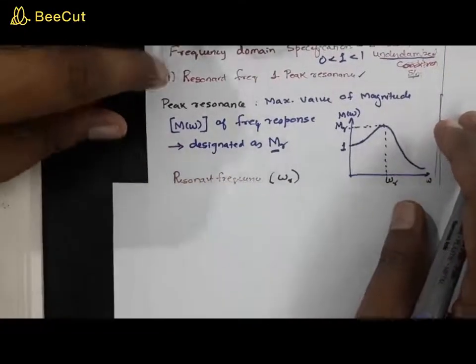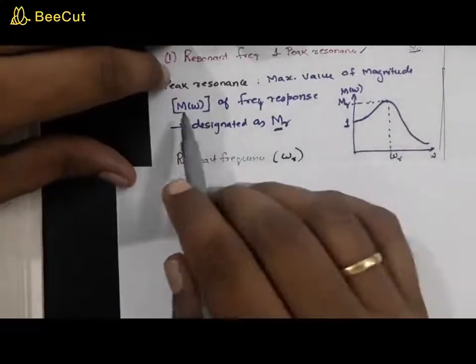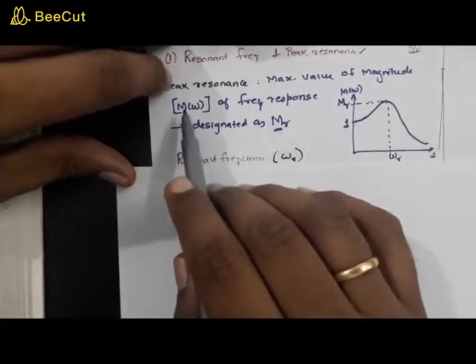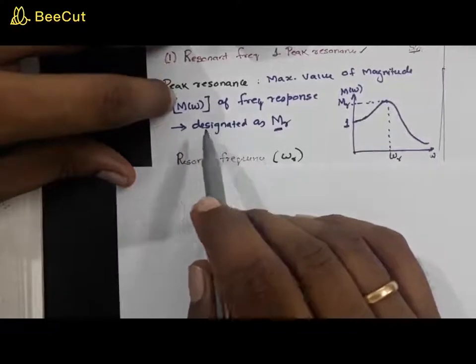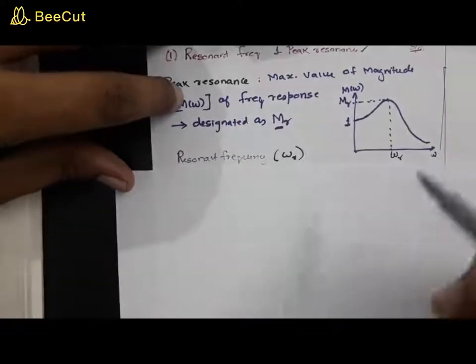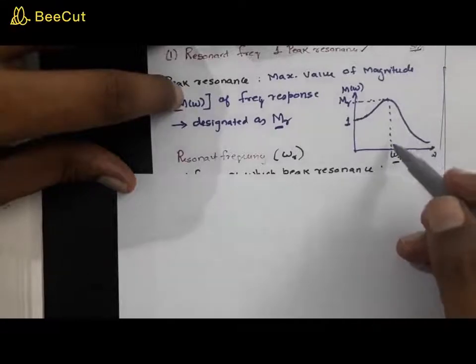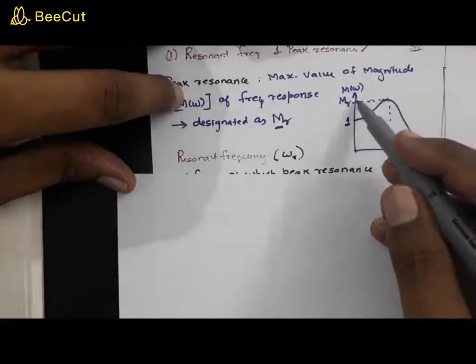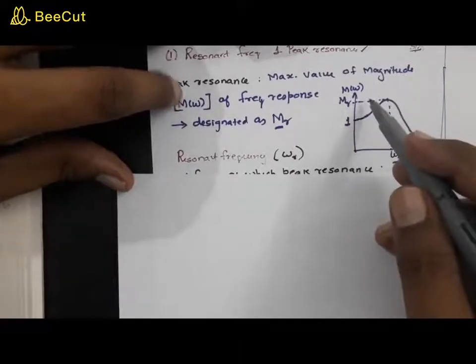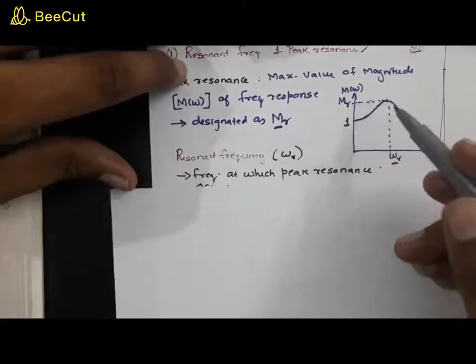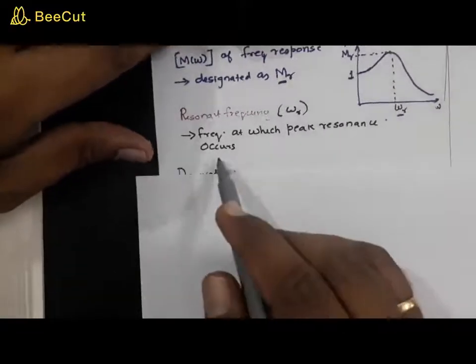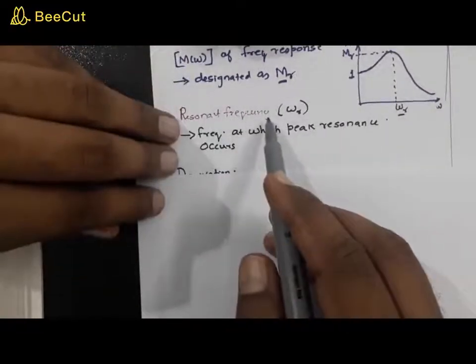Now coming to the resonant frequency, the magnitude depends on frequency, so the peak will occur at a particular frequency. As shown in this figure, it is marked as omega r. At this frequency the peak magnitude or peak resonance occurs, and that frequency at which the peak resonance occurs is called the resonant frequency.